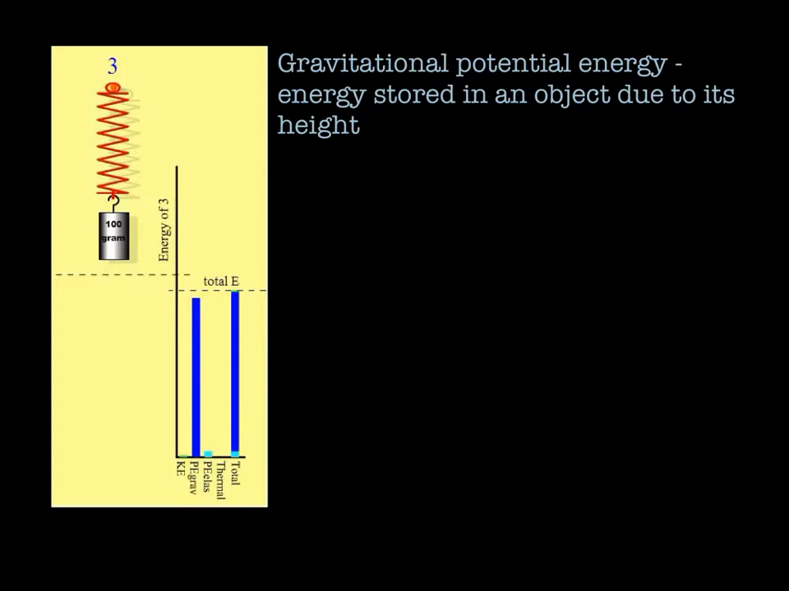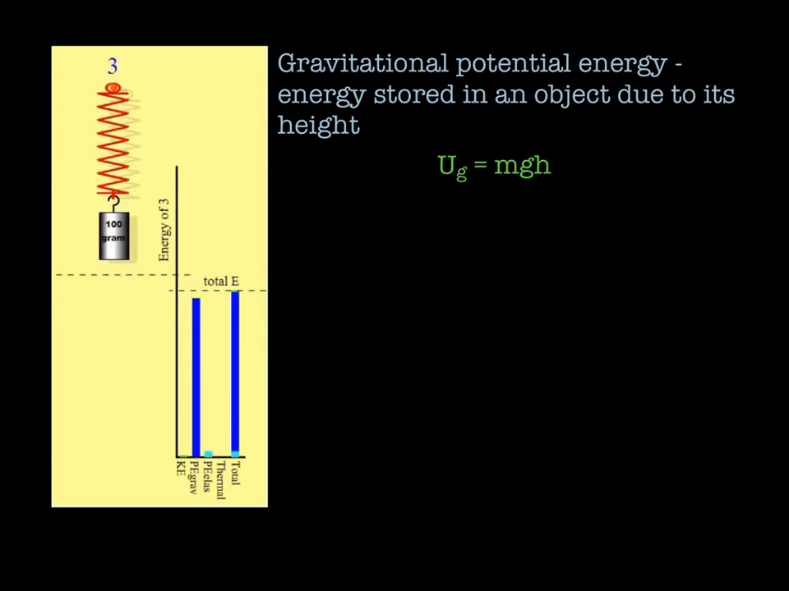Now let's remember the equation for gravitational potential energy. U sub g equals m times g times h, where U sub g is the gravitational potential energy, m is the mass, g is the acceleration due to gravity, and h is the height. So when you look at this simulation, this mass is going to have a potential energy the entire time because it's above the ground.